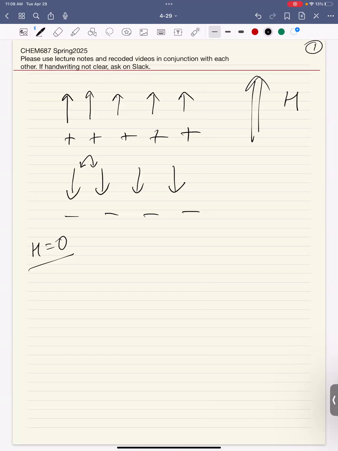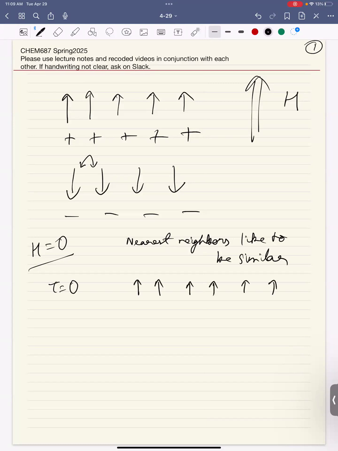and if you impose nearest neighbors like to be similar, which is not always true. You could have, and I will write things down mathematically, I want to motivate the problem first. If nearest neighbors like to be similar, and if you have zero magnetic field, then at low temperature, the system will look like this or like this. It's degenerate, right? There is zero magnetic field. You cannot tell the difference.